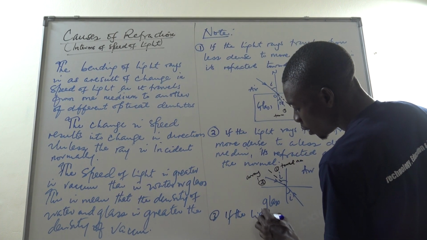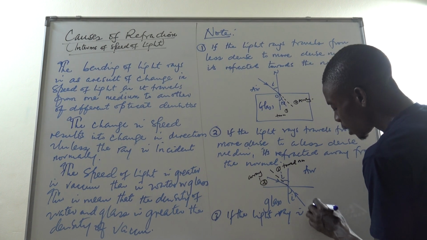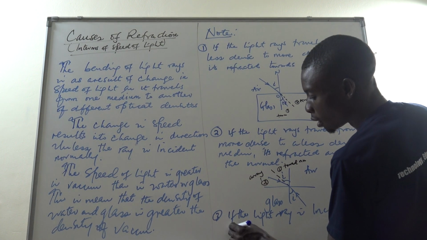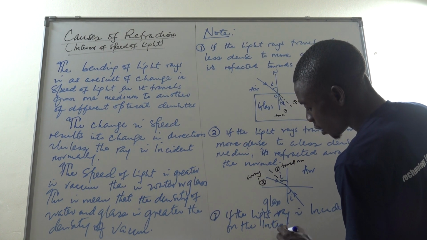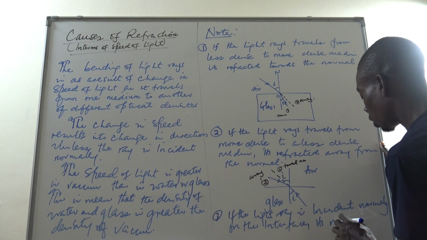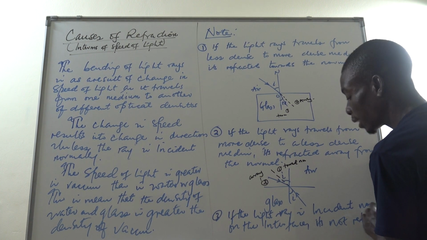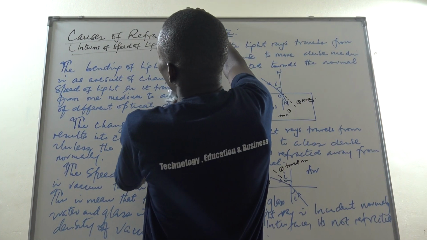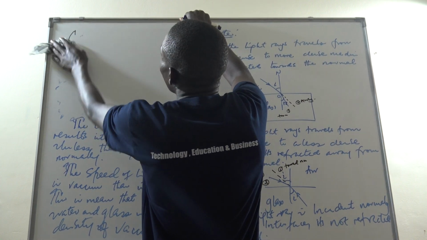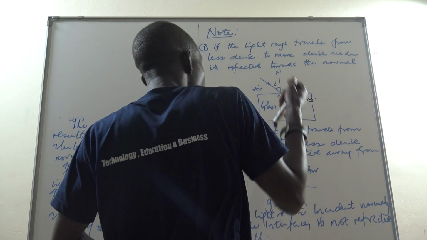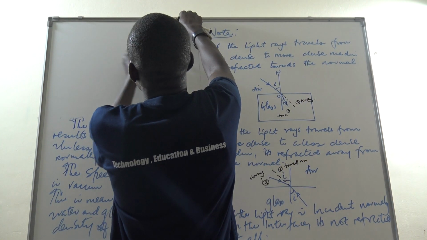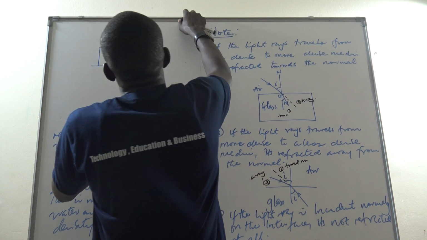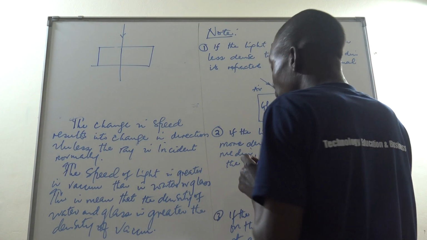Okay? And then lastly, we can also say that if the light ray is incident normally on the interface, it's not refracted at all. That should the light rays come when it is perpendicular, what is very true is that there is going to be no refraction, or there is going to be no change in direction. And that's what we're saying, that if we have something like this and the light rays comes when it is 90 degrees, it will not change direction. Instead, it will move along the same path, in the same direction.